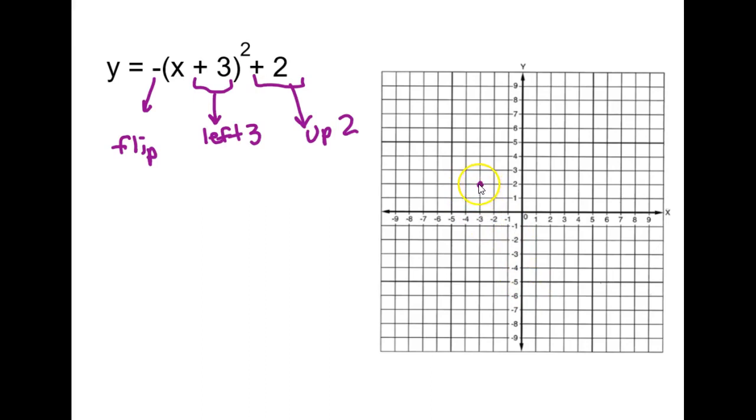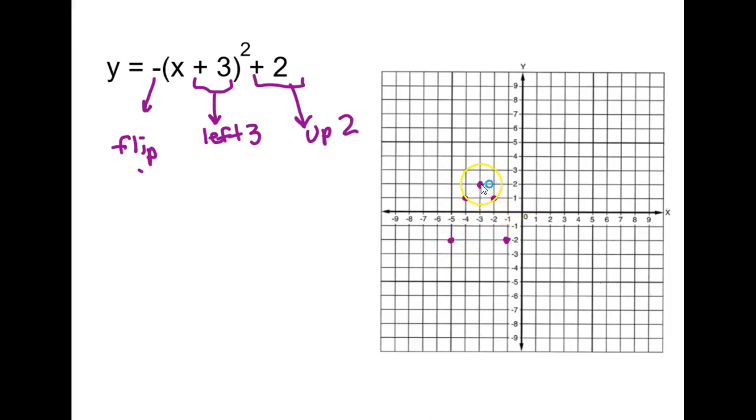Now our next point would normally go right 1, up 1, but this graph is going to be upside down. So we're going to go right 1, down 1. Then we're going to go left 1, down 1. Then we're going to start back at the vertex. We're going to go right 2, down 4. We're going to go back to the vertex. We're going to go left 2, down 4. That's all the points you need, but you can add some more.